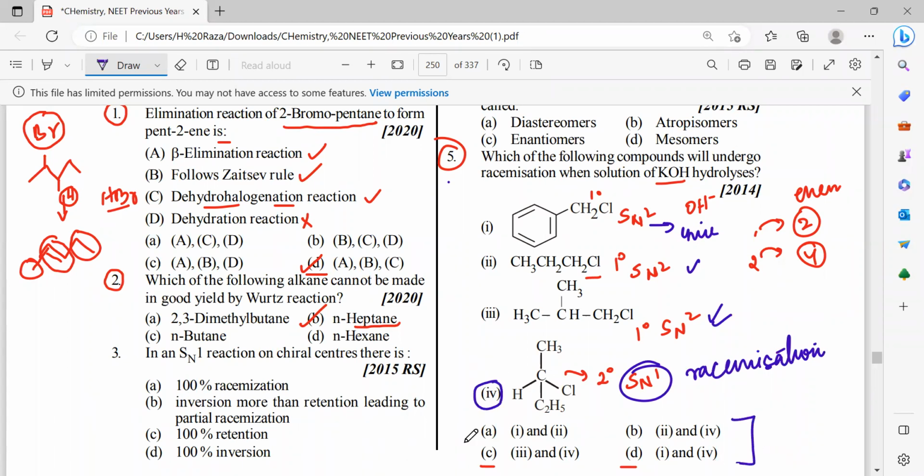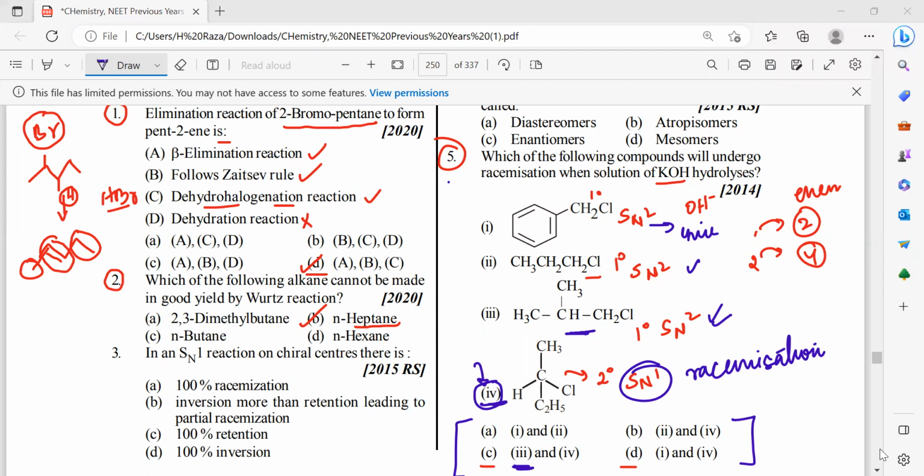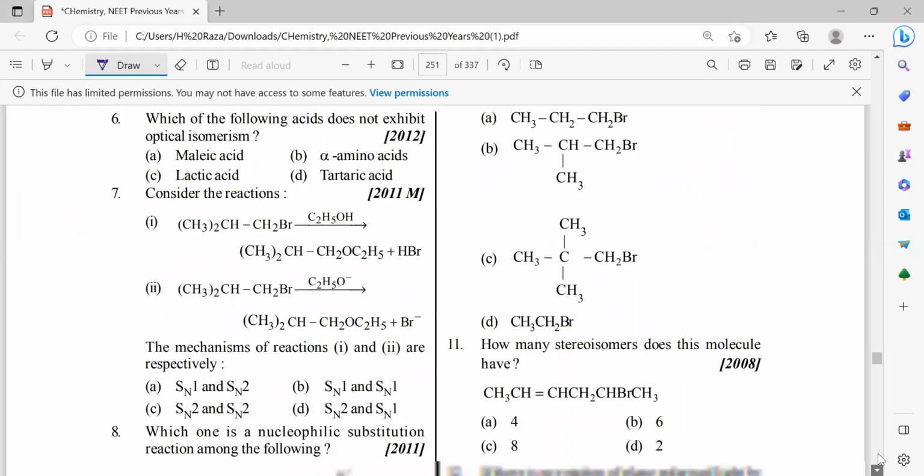That means there is no option that is correct, because with 4 you can also get 3, and 3 is an SN2 reaction. Are you getting my point? So all the options are correct basically. Only this one has SN1. Is that clear, sir? Yes, sir. No one is responding at all.